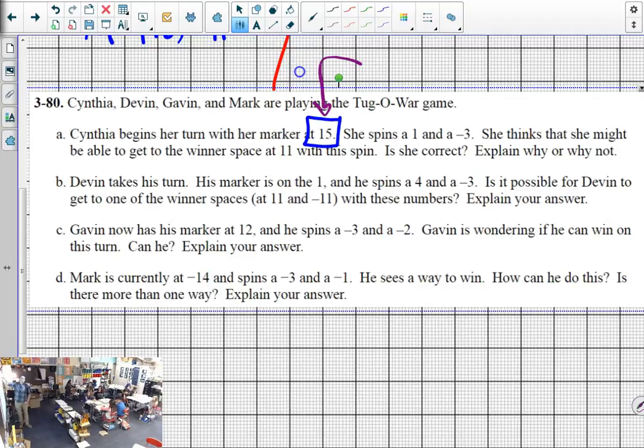In general, what does she need to do to get to the winning spot? She needs to subtract -4 from 15. We just need to move 4 left. If I just look at the game board, she needs to move 4 left. What we're trying to figure out is, can we make that happen?